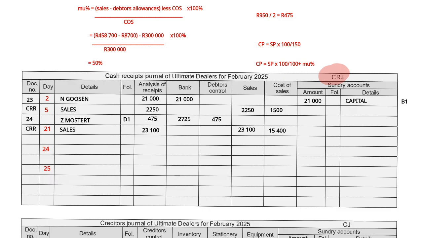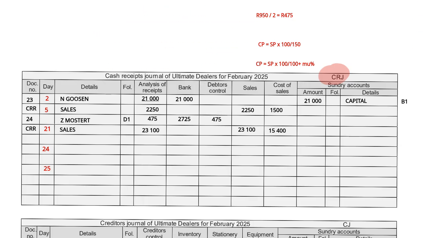The second transaction on the 21st says received the total amount owed by Eroot. So we're quickly going to have to do a calculation for Eroot.